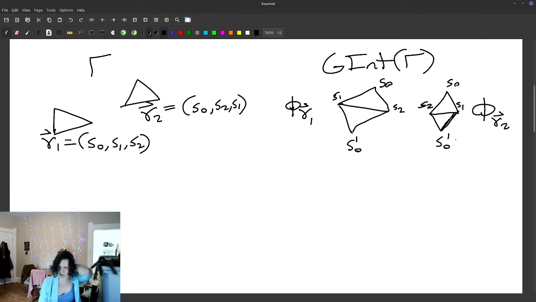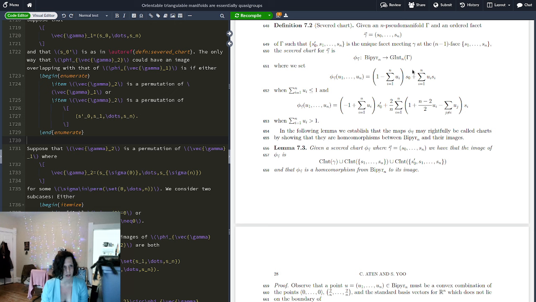In other words, what I figured out at this point is that if gamma 2 was actually just a reordering of gamma 1, where I didn't change the first thing, then it looks like these two things should just be the same shape, but kind of mirrored or flipped somehow. And so that's actually the first case that I was considering here, or back where I was before. Let's see, back over here.